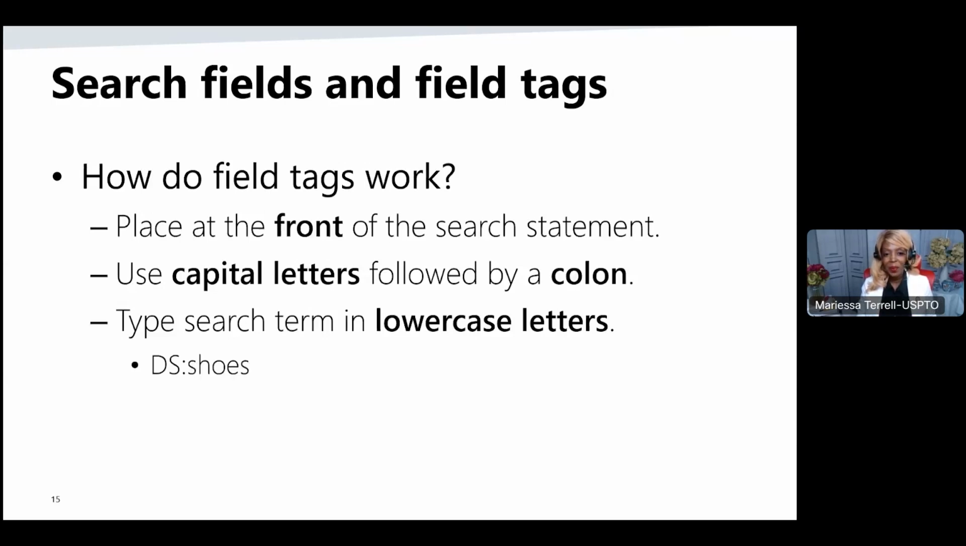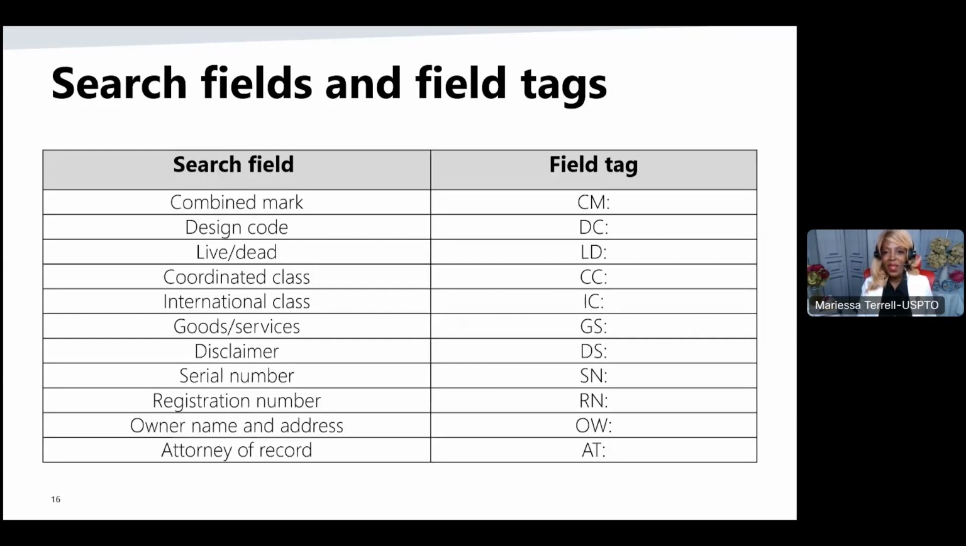Here's an example. What do you think this search strategy is telling the system? It's telling the system to look for the wording shoes in the disclaimer field. And what about this one? This statement is telling the system to look for the wording supplemental in the register field. Here are some more examples of common field tags. Find them on page 16 of this slide deck and on page 1 and 2 of the handout. And also, of course, the Advanced tab.